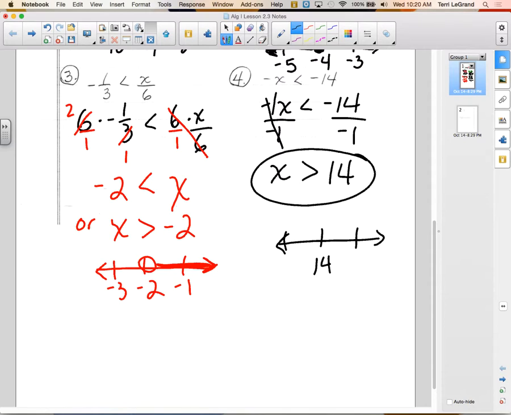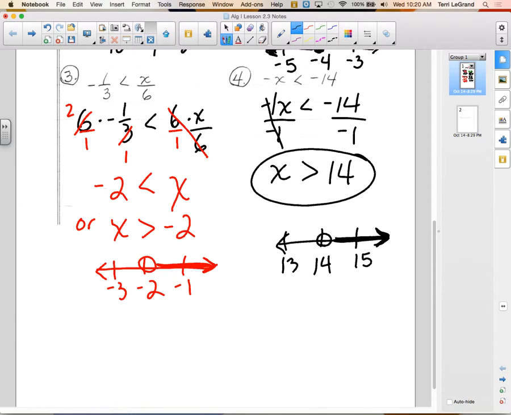Integer neighbor to the left, 13, to the right, 15. Open or closed circle at 14? Open, and shaded to the right. Okay.